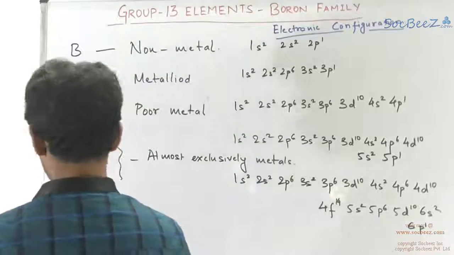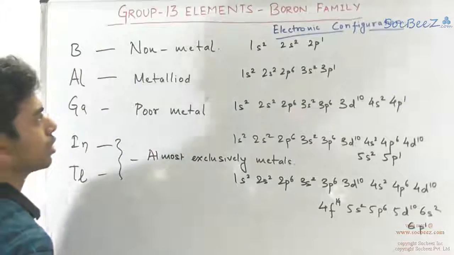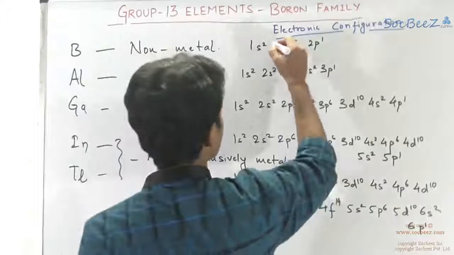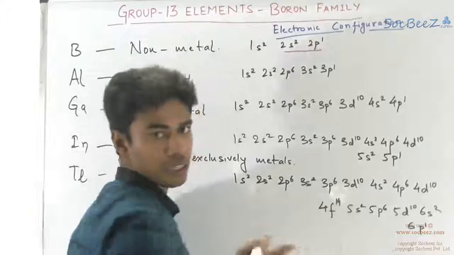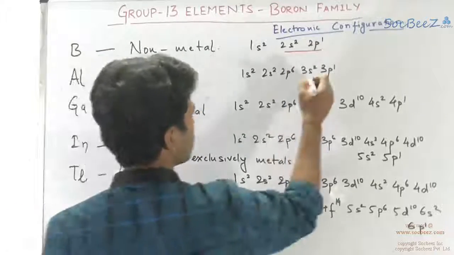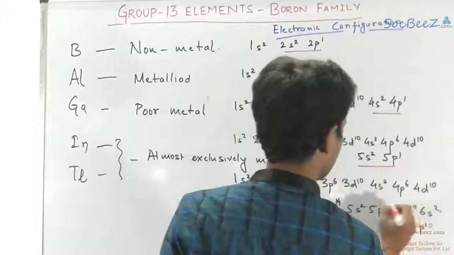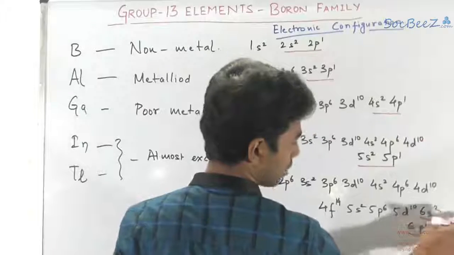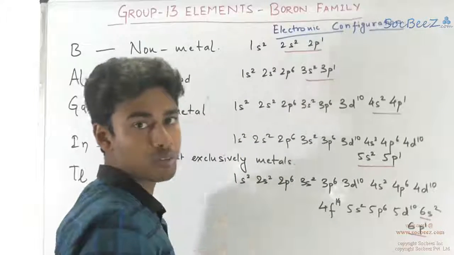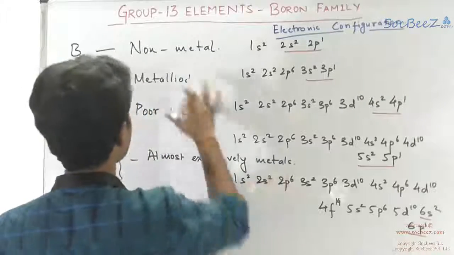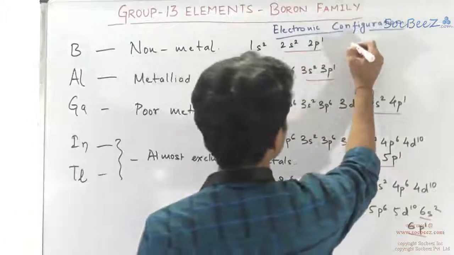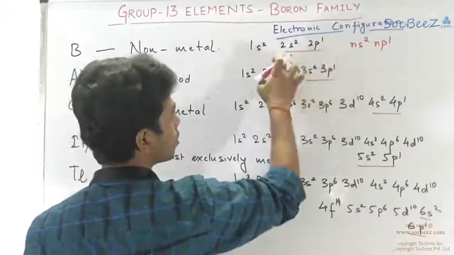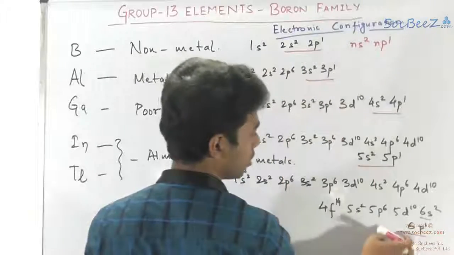Now you can see the general electronic configuration. When we consider it, every element of the boron family has the ns2 np1 outermost valence shell configuration. For every element it is ns2 np1. You can see here ns2, ns3, ns4, ns5, ns6.